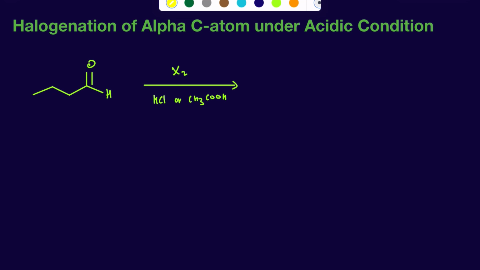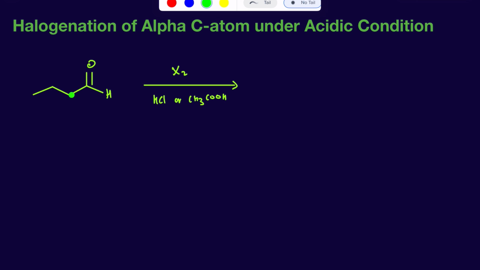In this video, I'll talk about the halogenation of the alpha carbon atom under acidic conditions. Now, you could go ahead and install a halogen at the alpha carbon, which is going to be this one right there, under either acidic conditions or basic conditions. And there is a difference in terms of how the mechanism works and also in terms of how many halogens you can install under acidic versus basic conditions.